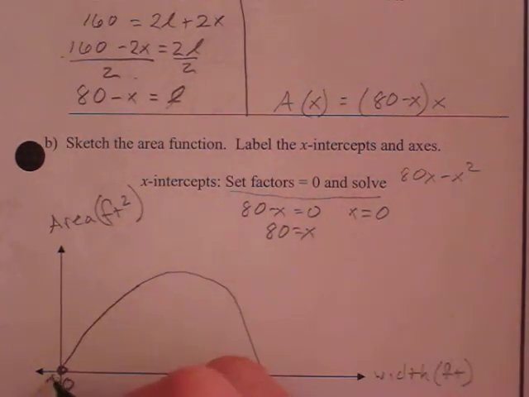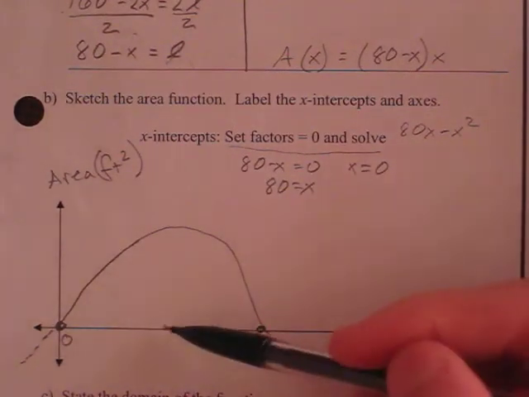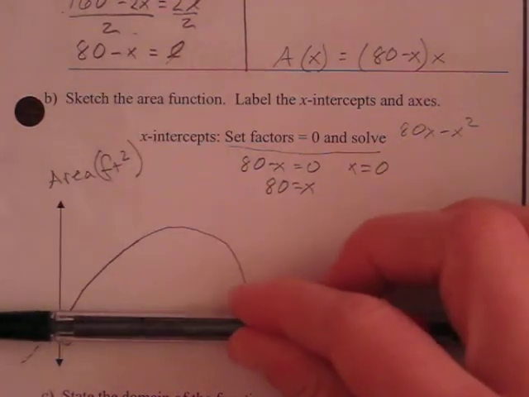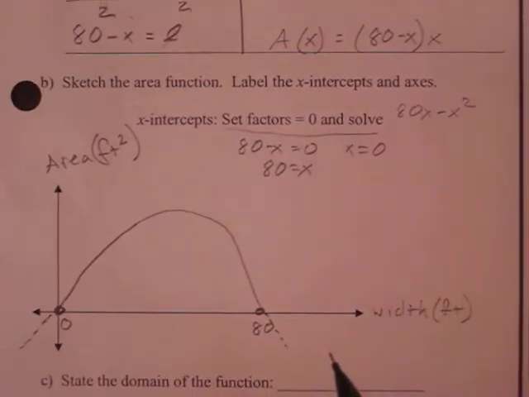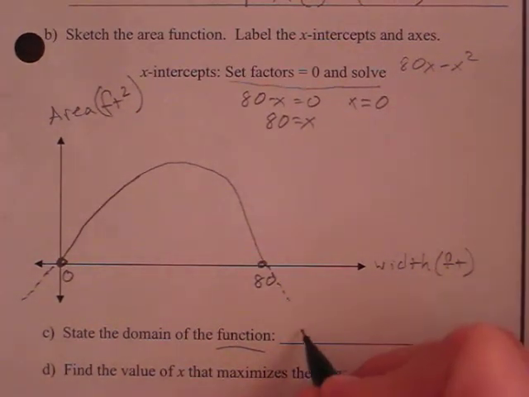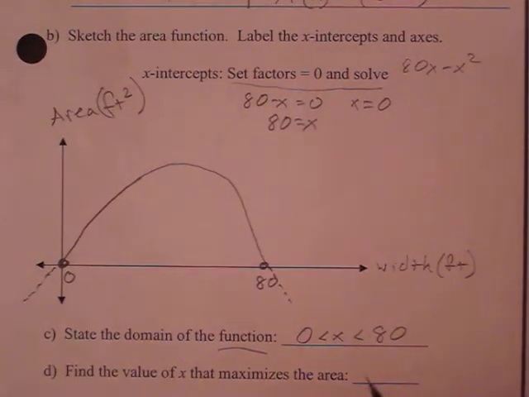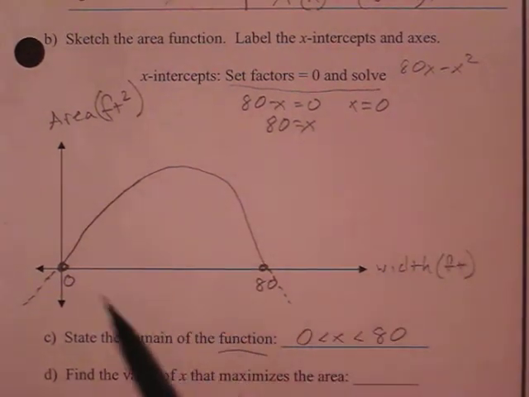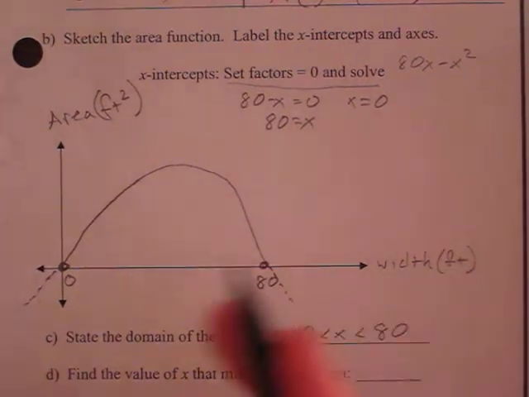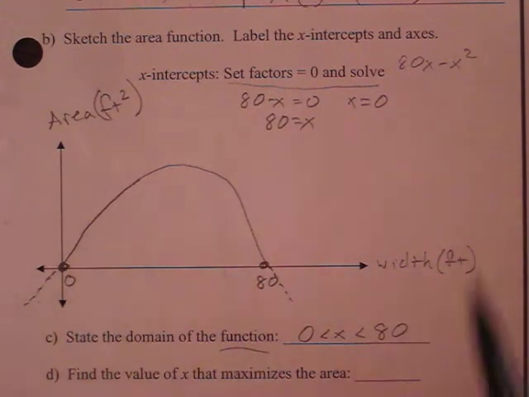The reason I made these dotted below the x-axis is because anything below this x-axis is going to have a negative area, and that is not possible. So when we state the domain of the function, we're talking about the problem situation, which in this case means that it has to be between 0 and 80, because anything outside of those parameters is going to give us a negative area, which we can't find. That's impossible. So the skinniest that this will ever be is a little bit past 0, and then 80. It has to be between 0 and 80.